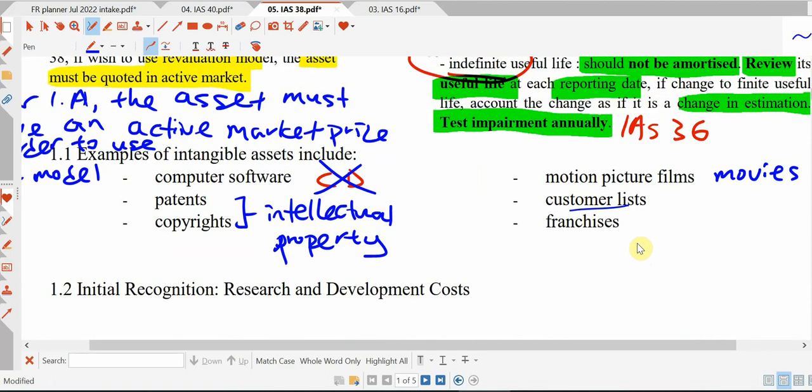Okay, let's come back here then. Customer list, customer list, yes, this one you can generate, but for internal cannot. If internally generated, cannot recognize it.